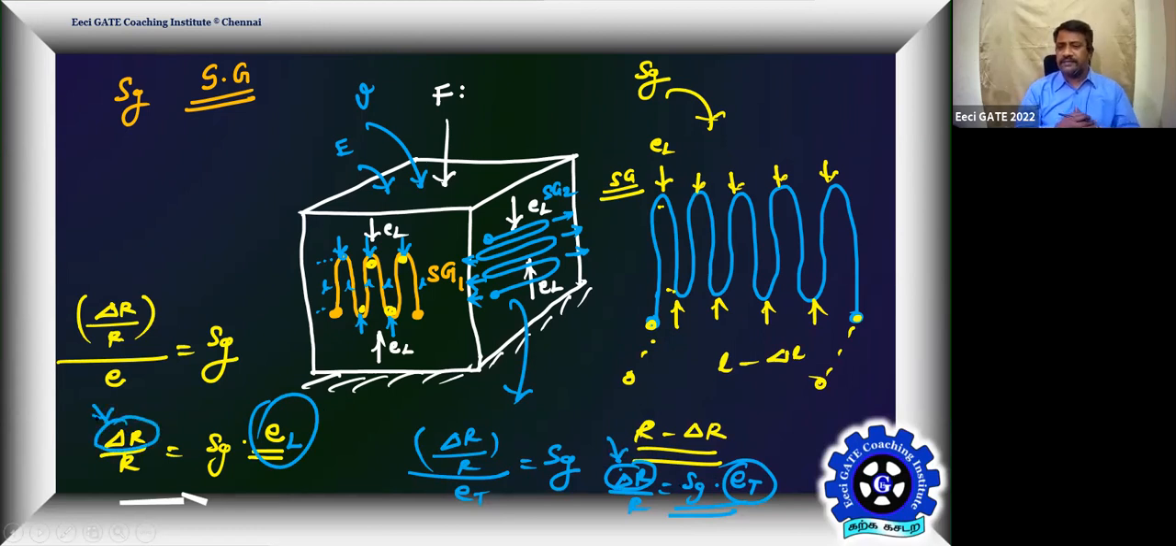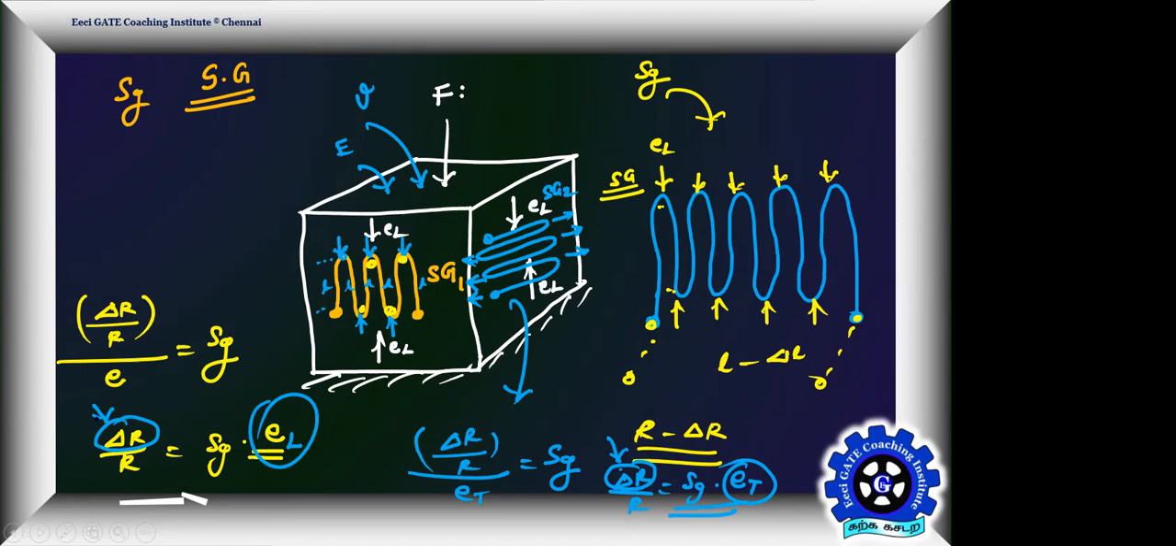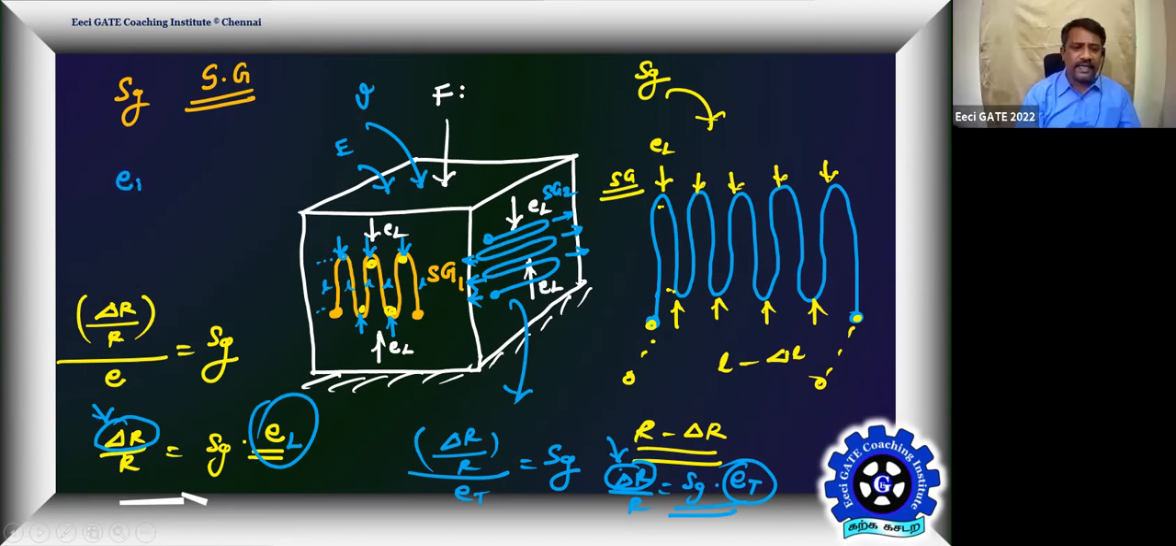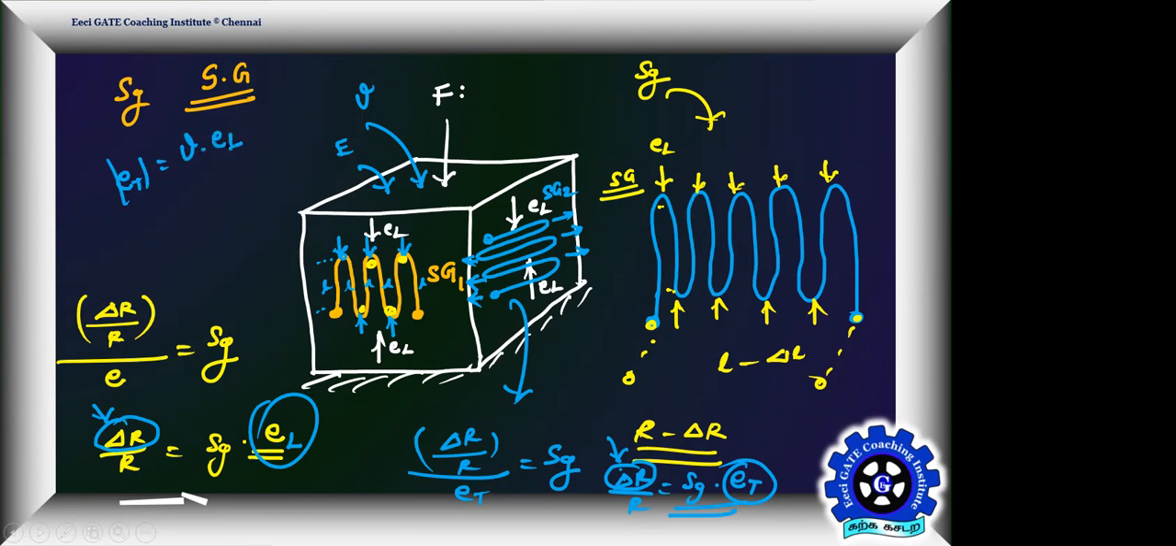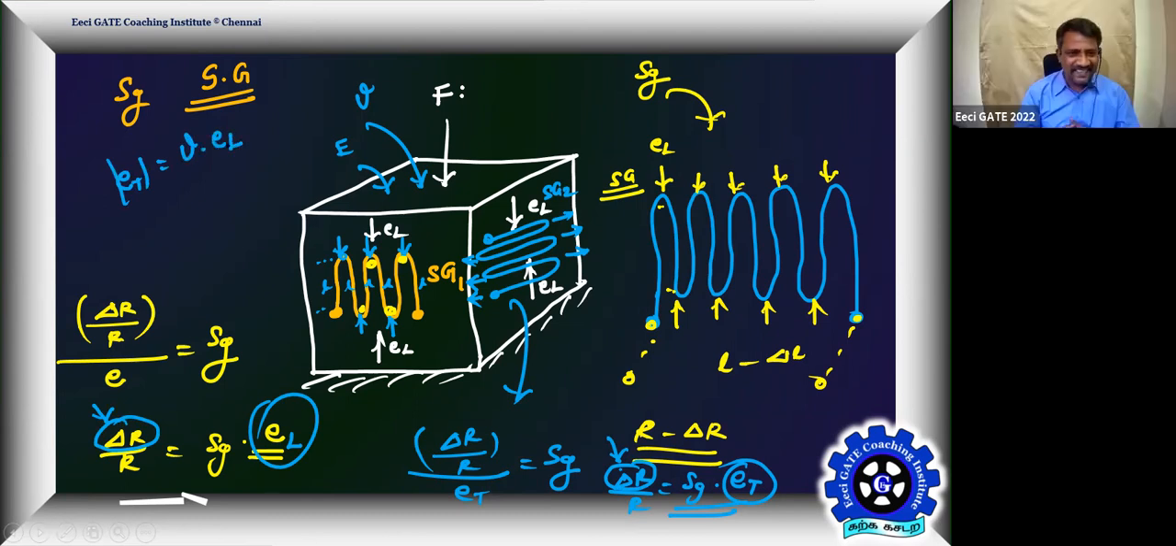Agree everyone? All of you getting this point? Yes or no? How, sir? Because we know ET magnitude is always mu times EL. Okay, got it, sir. Got it instantly? Yes.